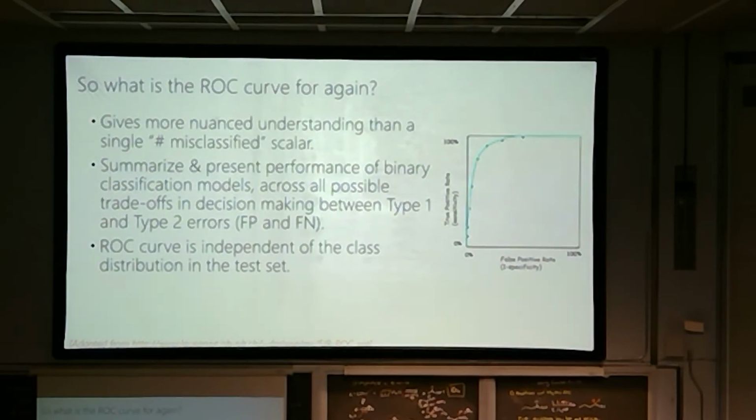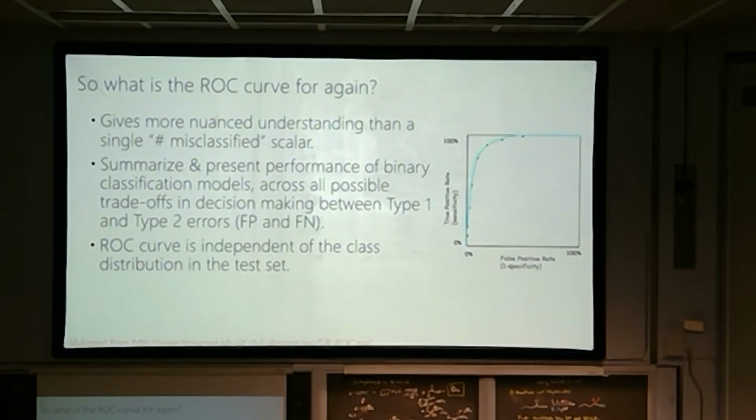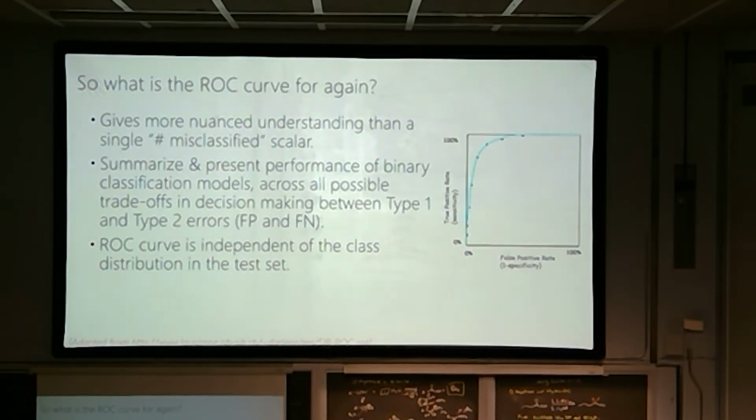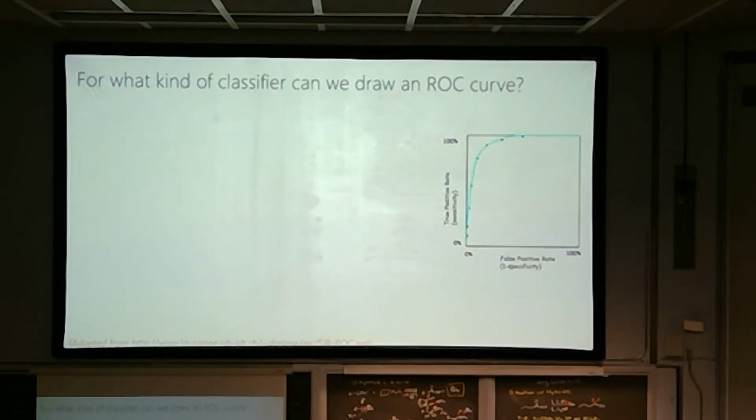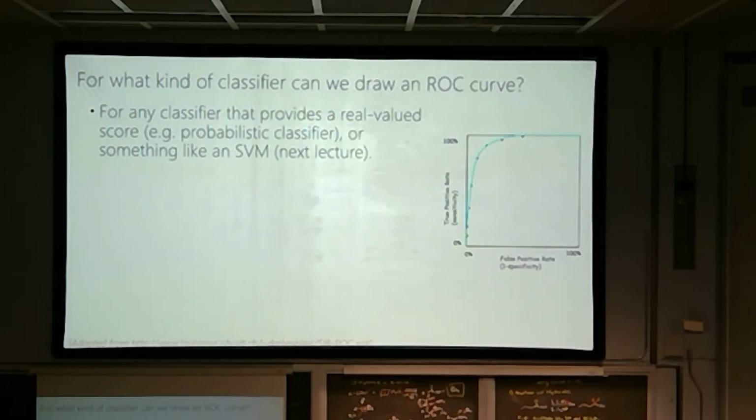And it also happens to be independent of the class distribution in the test set. So whatever test set you give it, you could say double some of the points in one class and it wouldn't alter the curve. It would still look the same. So it also is nice. It's nice or not nice depending what you're looking for at the moment. And so you can compare classifiers by comparing their ROC curves. So let's take a look at that in a second.